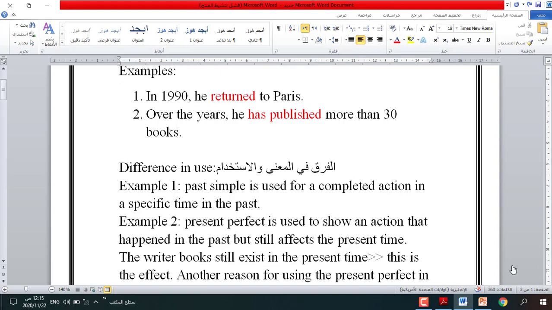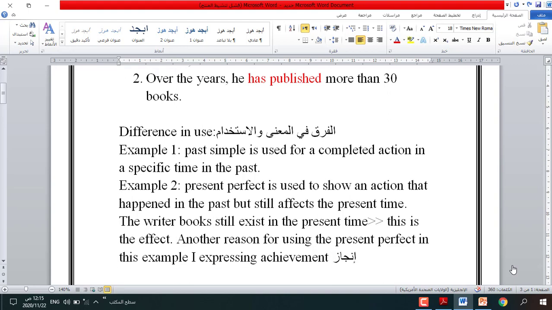Example number 2. The present perfect is used to show an action that happened in the past but still affects the present time. Now, how does that happen? The writer still exists in the present time. So this is the effect of the past action, which is has published. Now, there is another reason for using the present perfect in this example, which is expressing achievement, that is, over the years he has published more than 30 books. So this is his achievement.